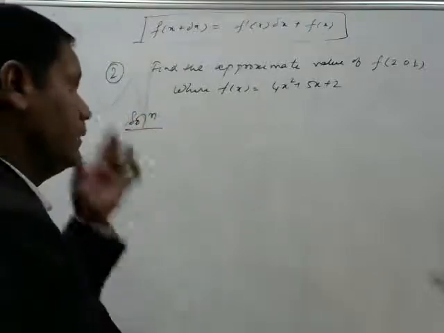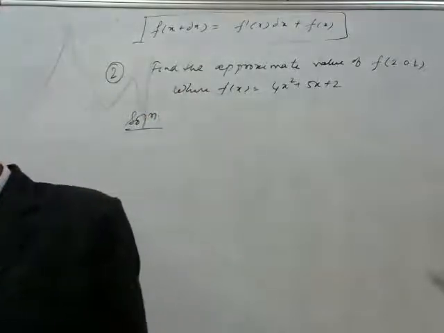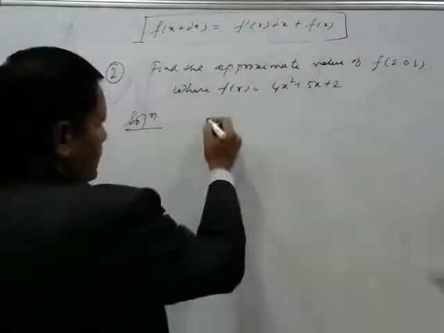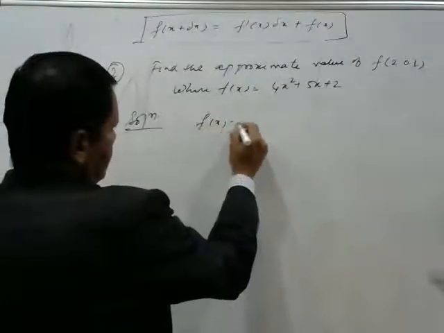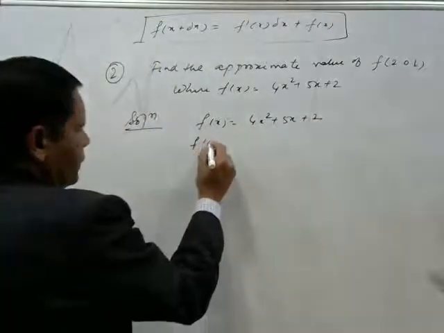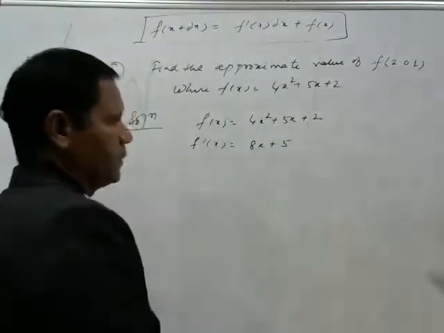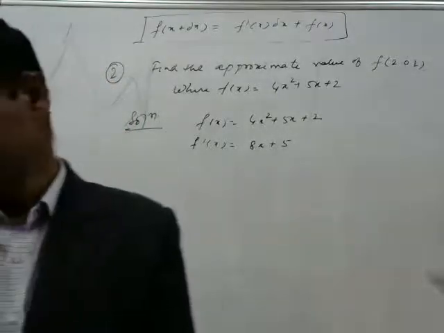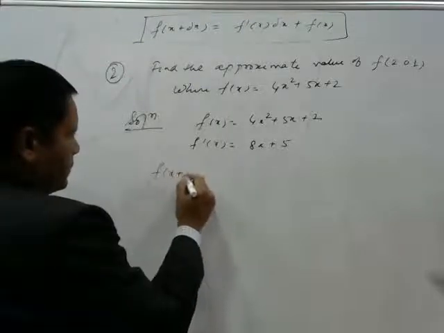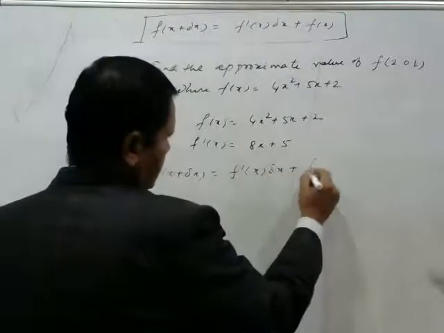Here now tell me f of 2.01. That means x is 2, delta x is 0.01. Here f of x is given as 4x square plus 5x plus 2. What will be f dash of x? f dash of x will be 8x plus 5. We know the formula. What formula do we know? That f of x plus delta x is equal to f dash of x delta x plus f of x.